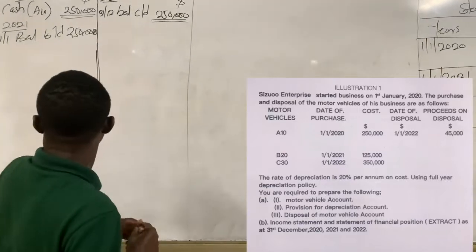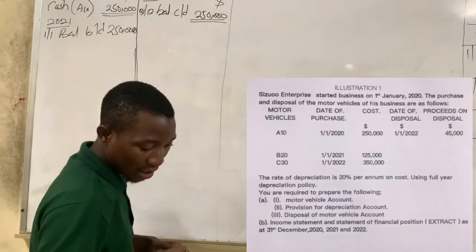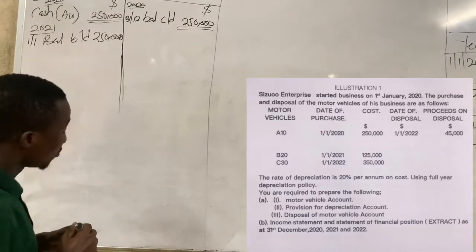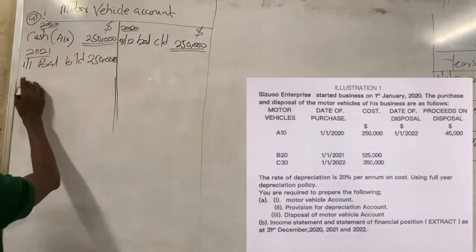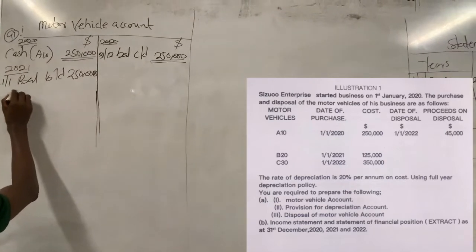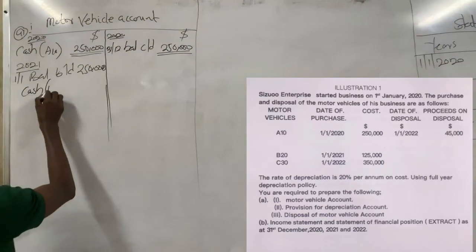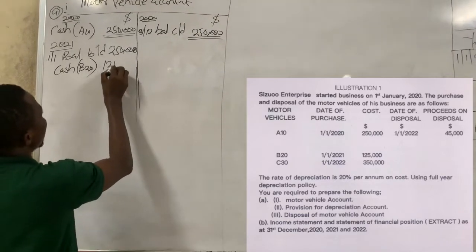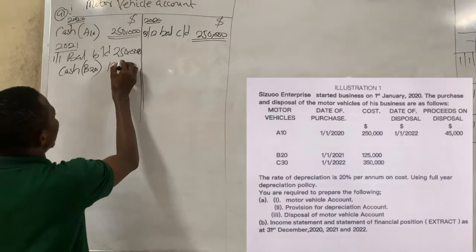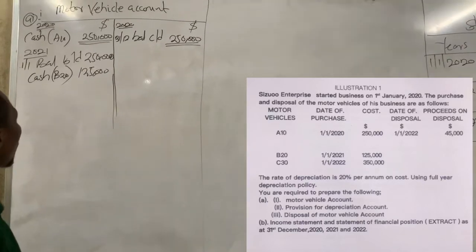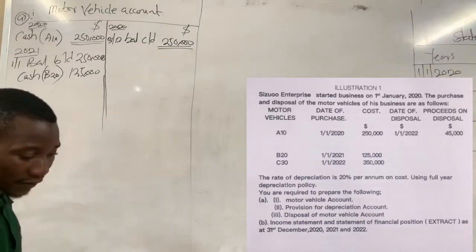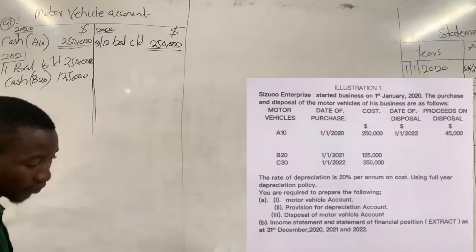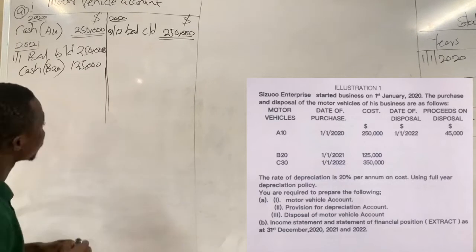So in the year 2021, we made another acquisition, that is motor vehicle B20. Okay, so we made an acquisition by cash, B20, and the amount is 125,000. Is that okay? So after the acquisition, we didn't make any disposal, so we need to actually close off this account. Is that okay?